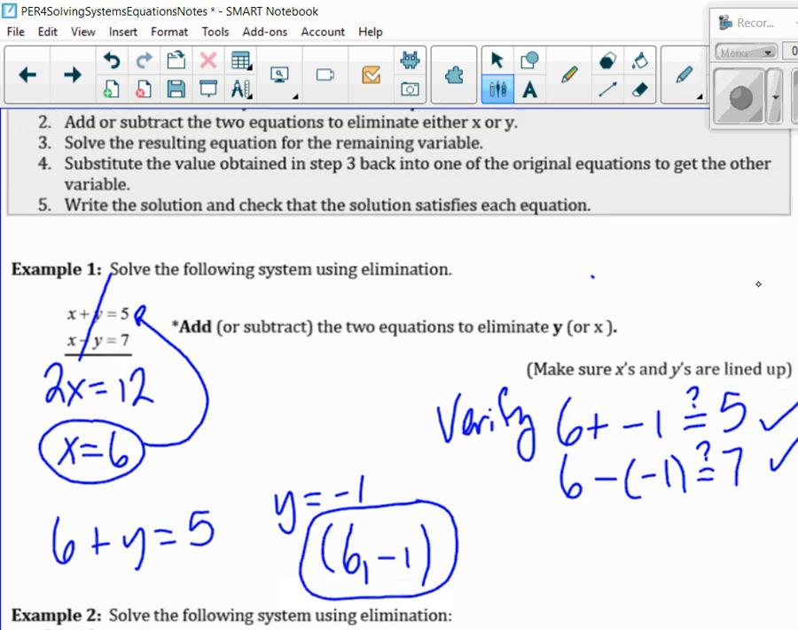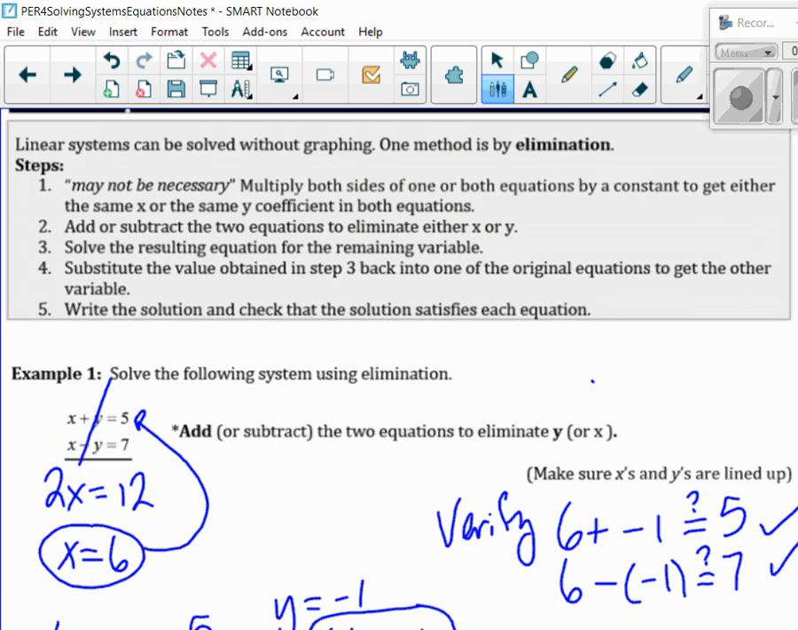Okay, so let's go through the steps here. Some of them may not be necessary as it says. So in this first question, it was set up basically for elimination, because all you had to do is line up the x's, the y's, which it was already lined up for you, and then add it. So not all questions are going to be like that, right? So you may have to multiply one or both equations by a constant so that they have the same number, and they have to be opposite signs.